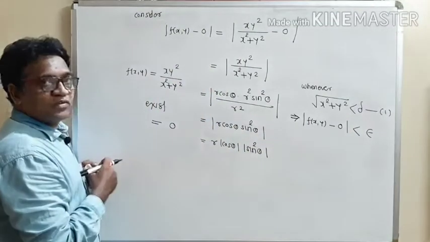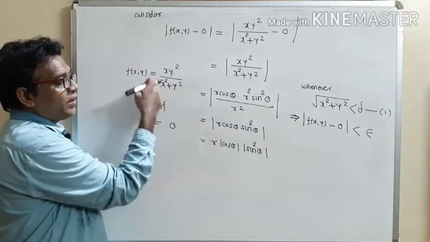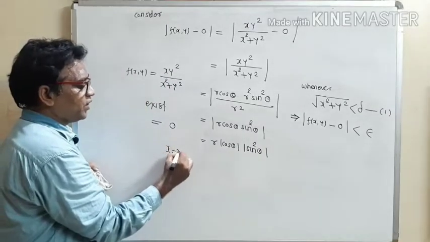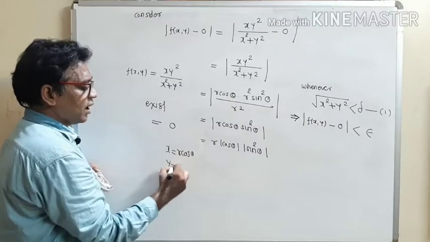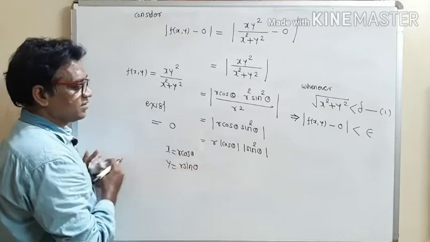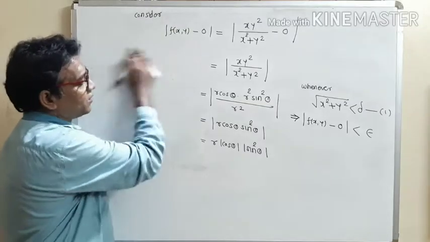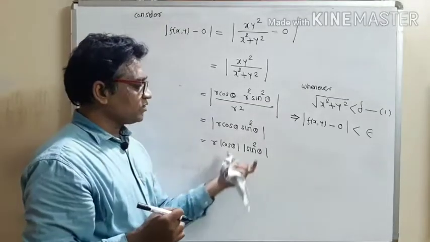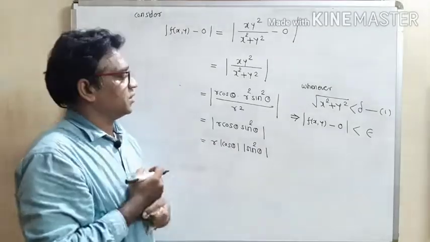What is our second observation? If the denominator contains the factor x square plus y square, then we always put x equal to r cos theta and y equal to r sin theta. So this is our last step. What is the last step? R into modulus of cos theta into modulus of sin square theta.